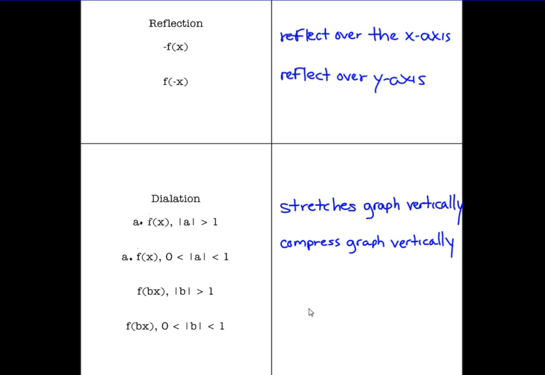Now, if you put something in with x's, remember that HO is crazy, so it's going to be backwards. This should stretch it, but it's going to shrink it. It's going to compress it horizontally, and last, it's going to stretch the graph horizontally.